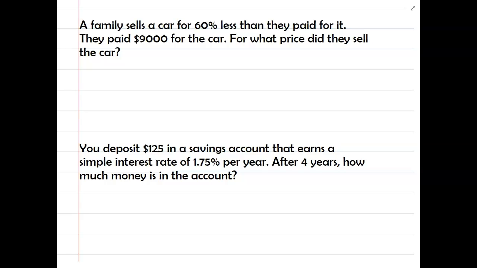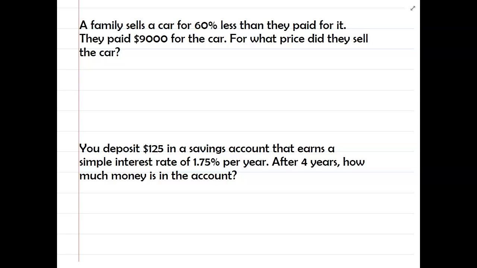So this says a family sells a car for 60% less than they paid for it. They paid $9,000 for the car. For what price did they sell the car? Okay, so here's what's happening here. I don't know if you know anything about cars, but the second you drive them off the lot, they depreciate in value a ton. So I don't know how long this family had the car, but yeah.